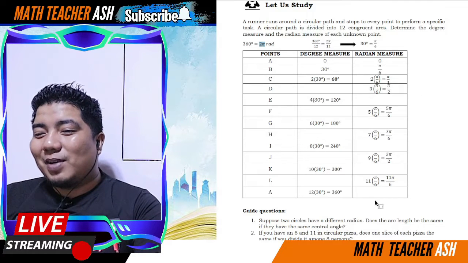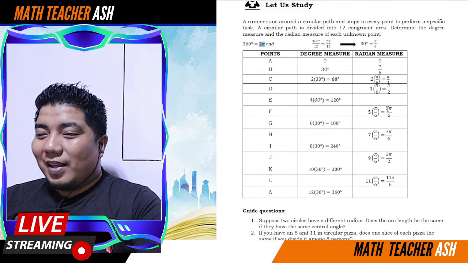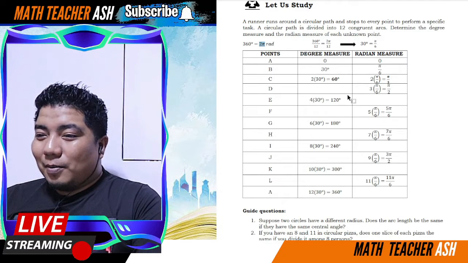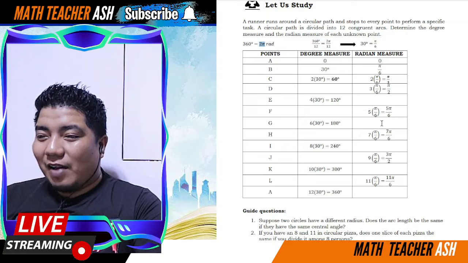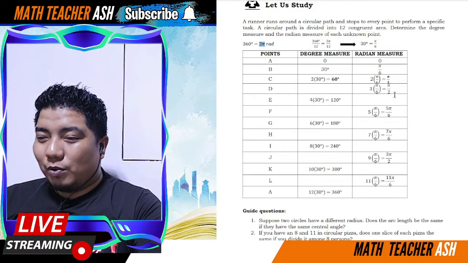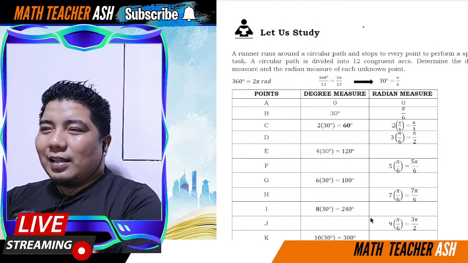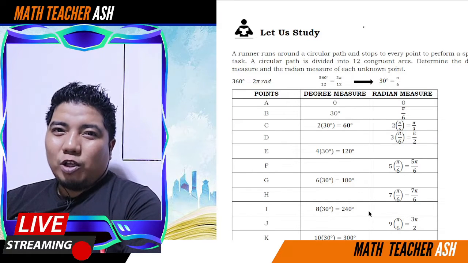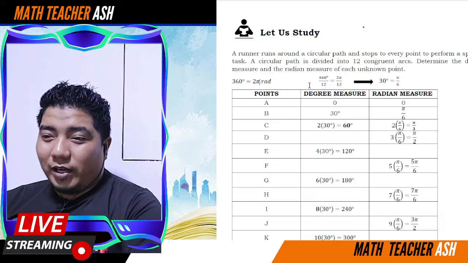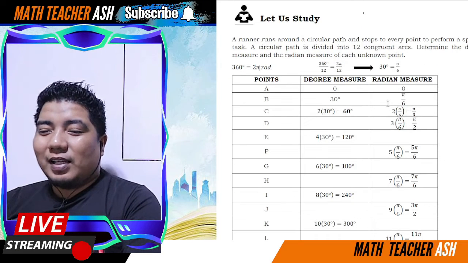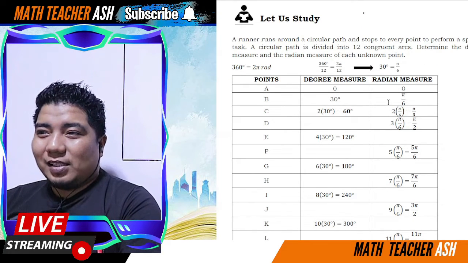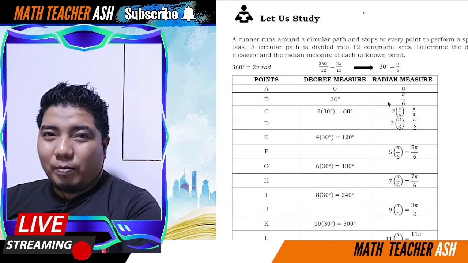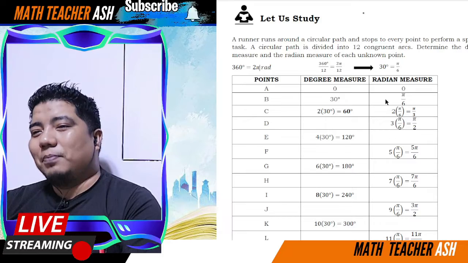Okay, for the radian measure, this is 2 pi. This is pi. So therefore, in getting half of it, that is pi over 2. So ganito lang ang technique niyan. If ever given ang degree, you just multiply it to pi over 180. And if the given is in radian, gawin mo lang is 180 over pi. Okay, 180 over pi. Ganon.